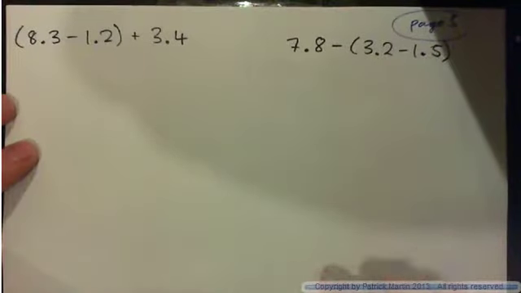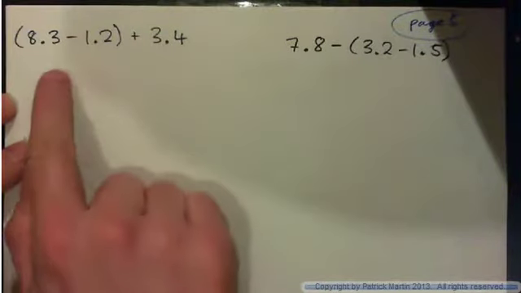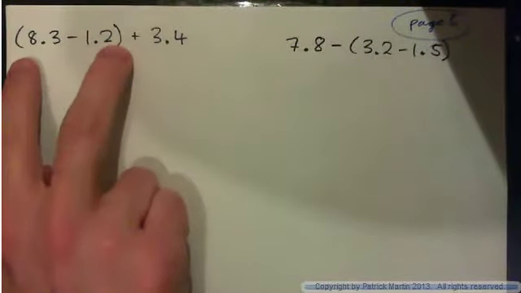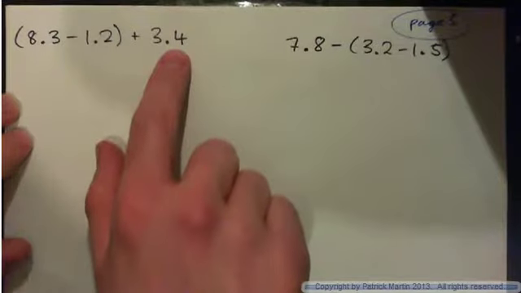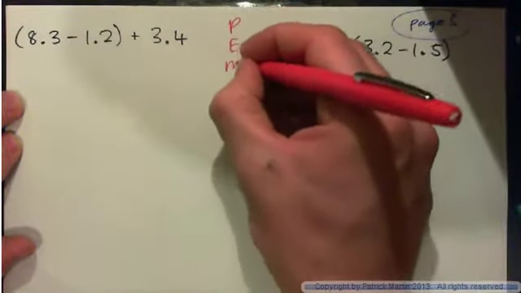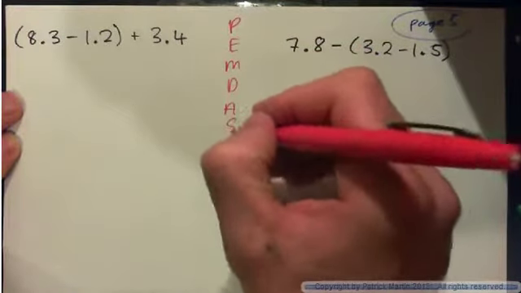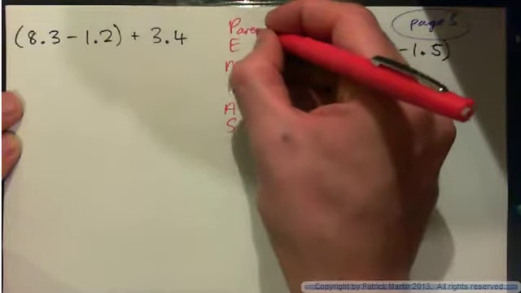Okay, so what about these guys? What are we going to do with this? Let's start with this example here. We've got these in parentheses and then plus 3.4, right? So if we remember PEMDAS, parentheses, exponents, multiply, divide, add, subtract. It's saying we want to do parentheses first, right?